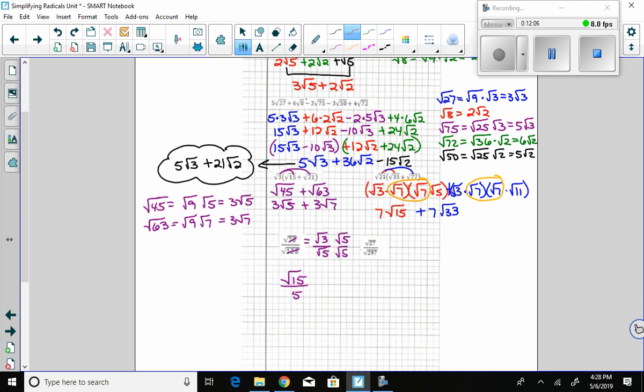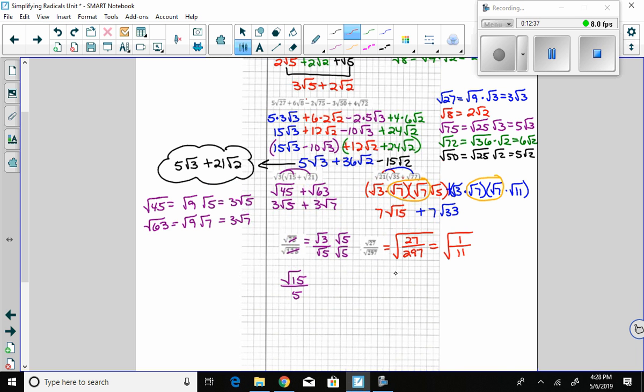Next one. What goes into both 27 and 297? Actually, believe it or not, they're both divisible by 27. So I'm going to divide both the top and bottom. I'm going to reduce this whole fraction. Think of it as one big fraction, 27 over 297. And 27 goes into itself once, and 27 goes into 297 11 times.